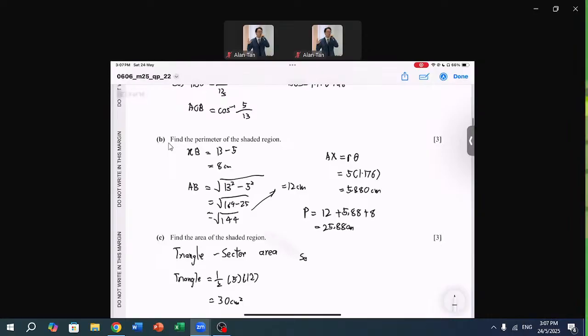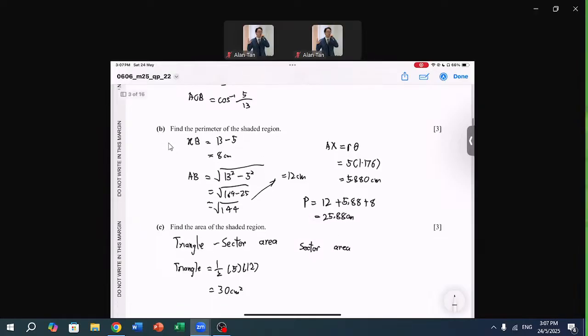Next, sector area. Sector area equals half r squared theta, which is half times 5 squared times 1.176. So we're going to do 25 divided by 2 times 1.176, giving me 14.70 centimetres squared.